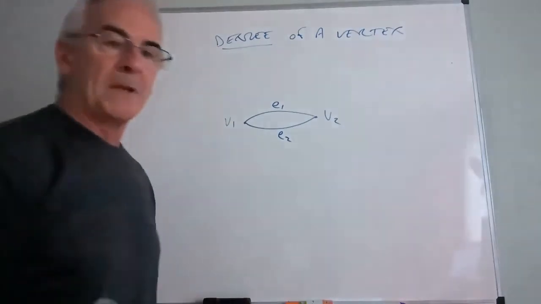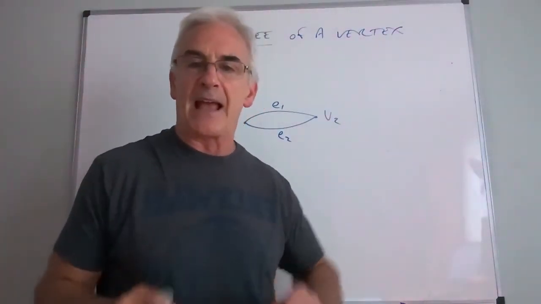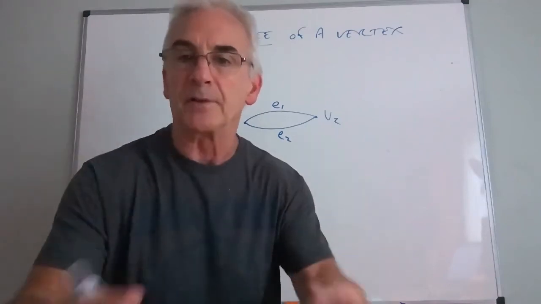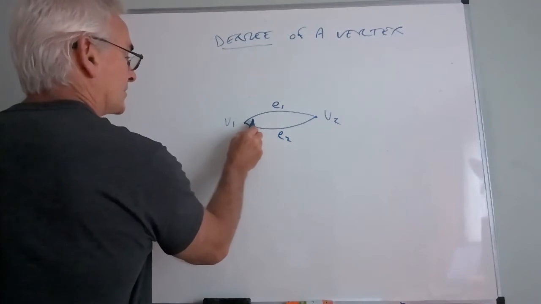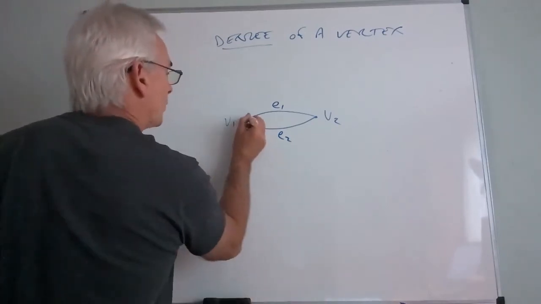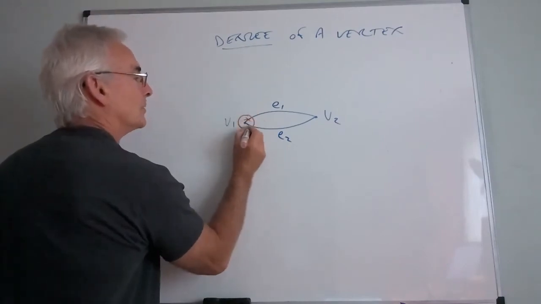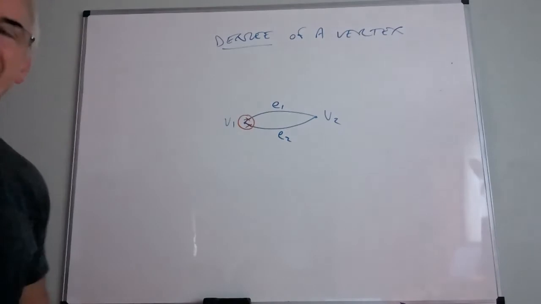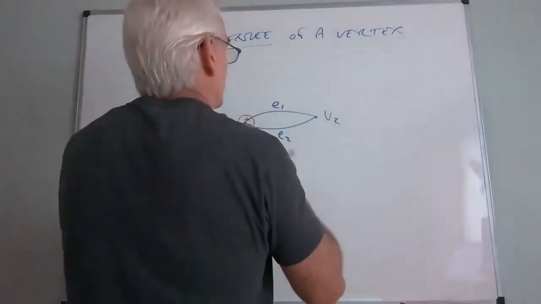Degree is a numerical measurement of something. The degree of a vertex is exactly how many edges are leaving that vertex. Here's the way I like to do it, the simplest way to think about it. If I circle V1, I can clearly see there are 2 edges leaving it. So the degree of V1 is 2.